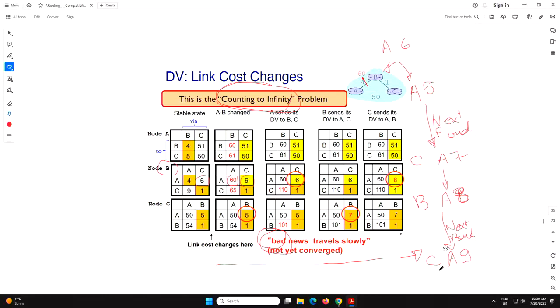And then when C sends this A9 to B, B will make it A10, because this 10 is still less than 60. So every round, they increase by 1. And it's count to infinity. It's basically count to that very large, big value before it learns that there is a problem.